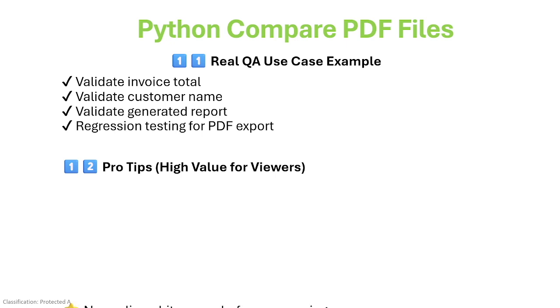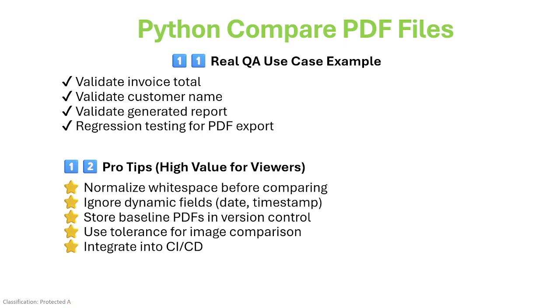Pro tips. Normalize whitespace before comparing. Ignore dynamic fields such as date and timestamp. Store baseline PDFs in version control. Use tolerance for image comparison. Integrate into the CI/CD pipeline.